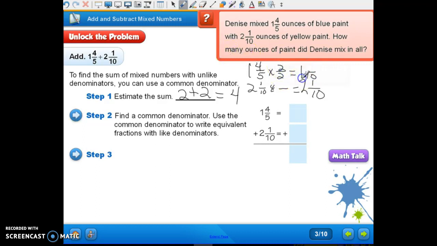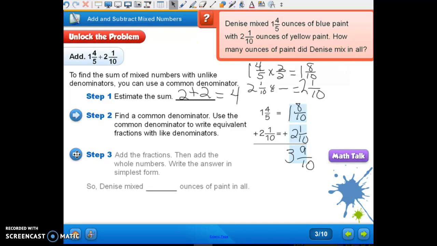And we have our whole number, and then 4 times 2 is 8. So this is equal to 1 8/10. And this one stays the same at 2 1/10. 8/10 plus 1/10 is 9/10. 1 plus 2 is 3. Just like when you're adding, you should start at your right and add across to your left. Add the fractions, then add the whole numbers. Write the answer in simplest form.